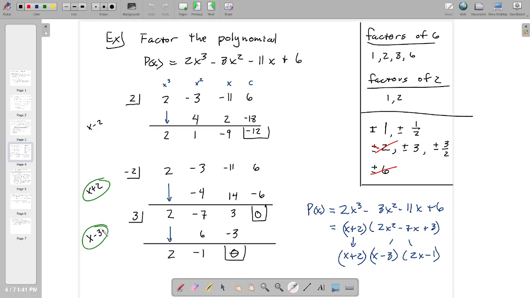So notice here that 3 is the maximum zero for this particular polynomial. So 3 would be an upper bound on the zeros for this polynomial. And we can also see that -2 is the smallest zero for this polynomial. So -2 would be a lower bound. -3 would also be a lower bound, but -2 is actually the largest lower bound. Basically, any number less than -2 would be a lower bound for the zeros of this polynomial.